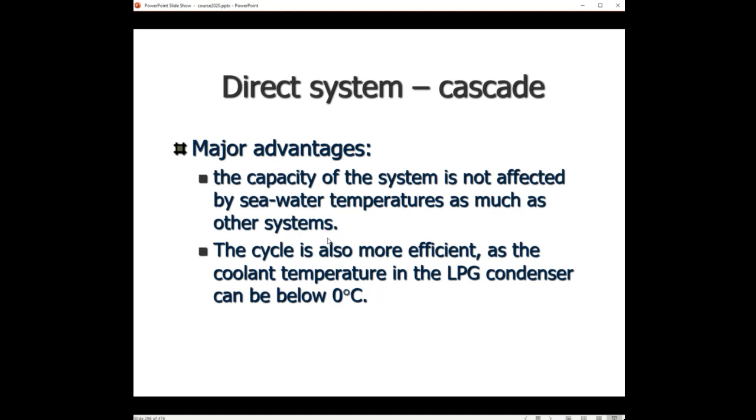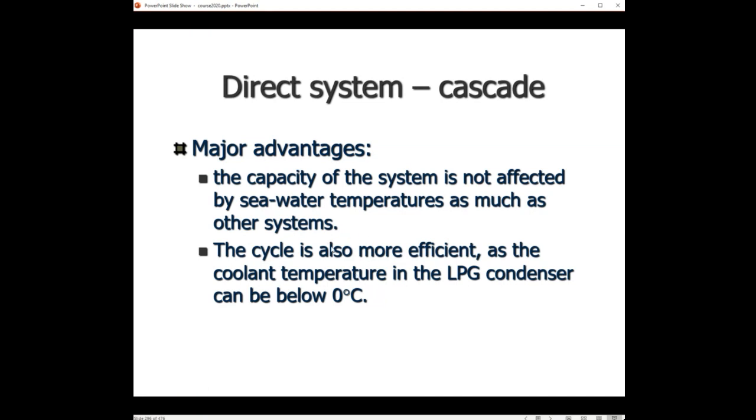Besides this two or three stage compression, there is also what we call the cascade system. A cascade system you will find on larger LPG vessels, since its efficiency is better and it is relatively independent of the seawater temperature.